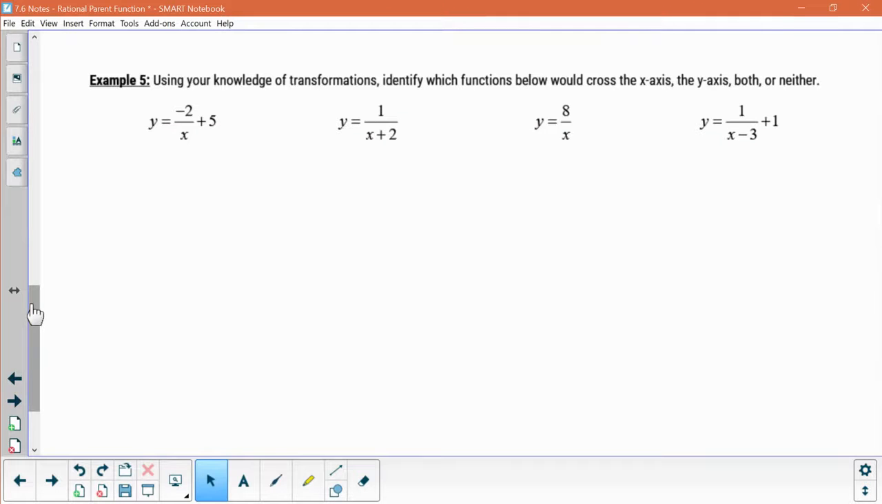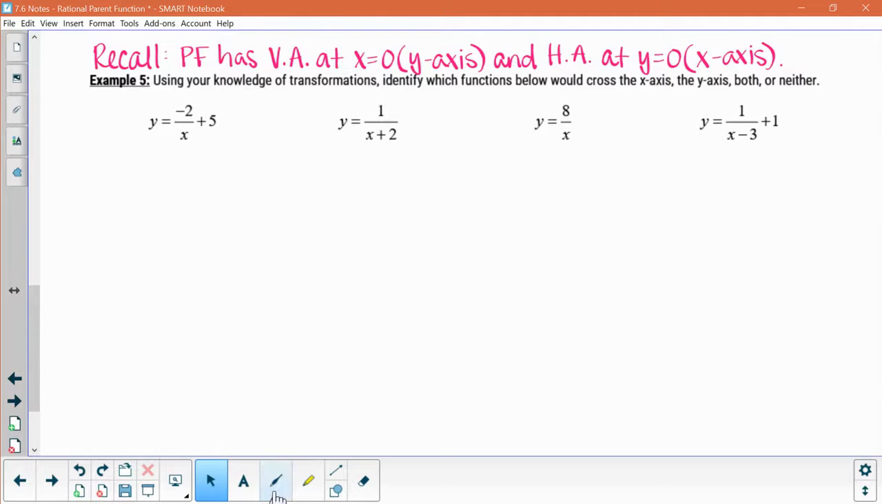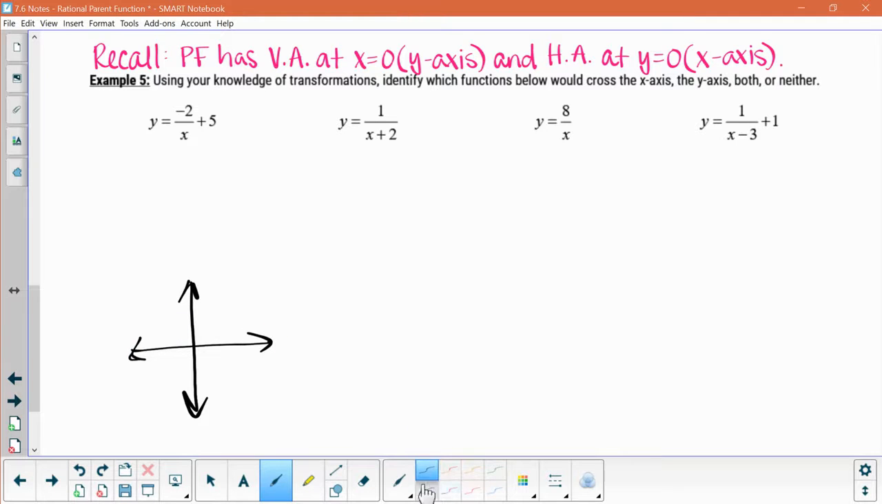For example 5, we are going to use our knowledge of transformations to identify which functions below would cross the x-axis, the y-axis, both or neither. So one thing we have to recall is that the parent function has a vertical asymptote at x equals 0, which is the y-axis, and a horizontal asymptote at y equals 0, which is the x-axis. So if I were to quickly sketch myself a rational parent function, I'm going to have a vertical asymptote sitting on the y-axis. I'm going to have a horizontal one sitting on the x-axis, and I would have my curve kind of in here. Now, I want to know what transformations are going to cause my curve to move over to potentially have a y-intercept or move down and potentially have an x-intercept.